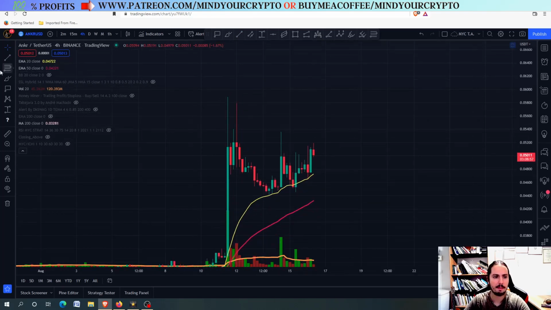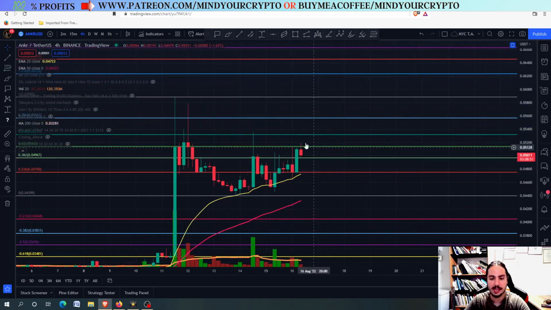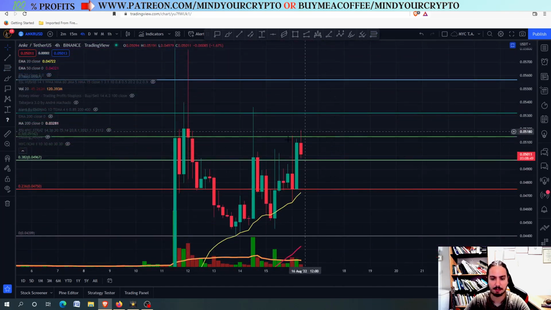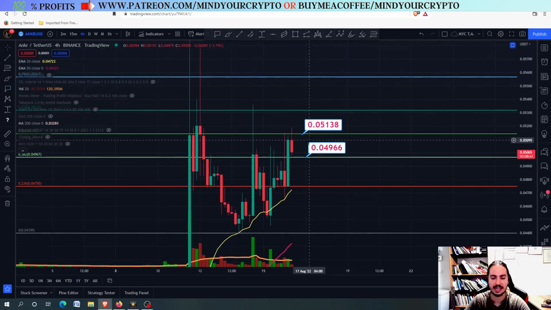Anyway, for the time being, for Ankr against USDT chart, you can see that I'm drawing the fib from the top to the bottom right here, and we have the 0.5 as a major resistance level right now. Now, if we just go sideways between these lines right here, the 0.04966 and the 0.05138, and we do not lose this line right here, we might manage to have a buying pressure.